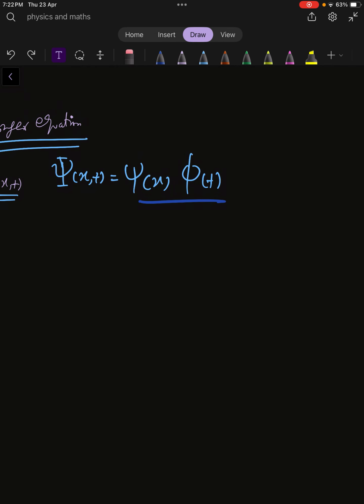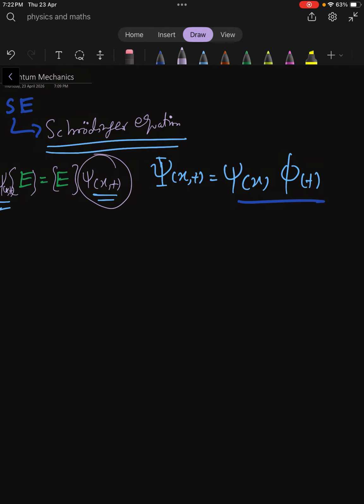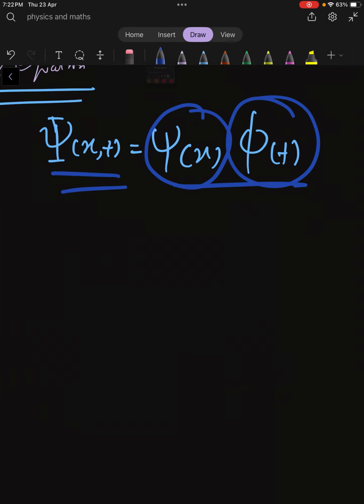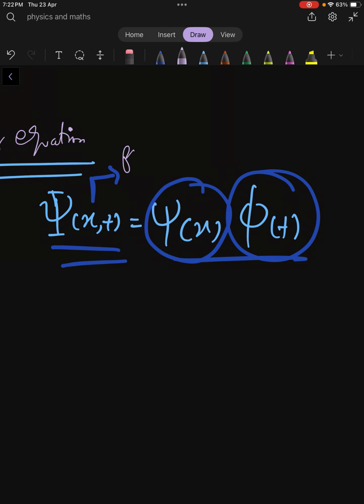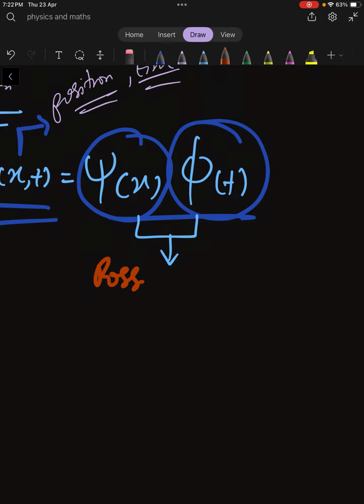So this is here. What's the difference between this psi and these two? This psi has both the position and time properties of the particle or the system, but when we talk about what it is a product of, they're separate. This is position as separate and time as separate.